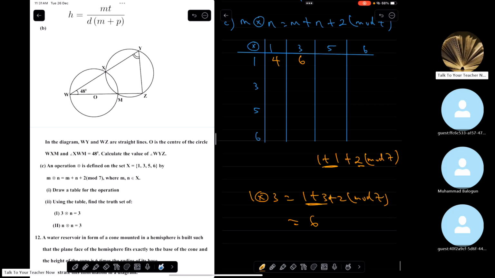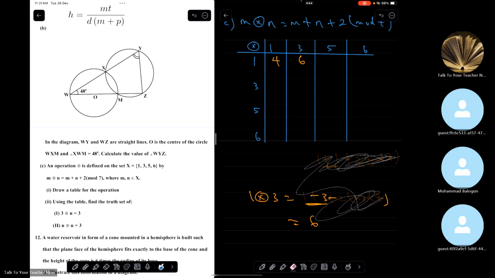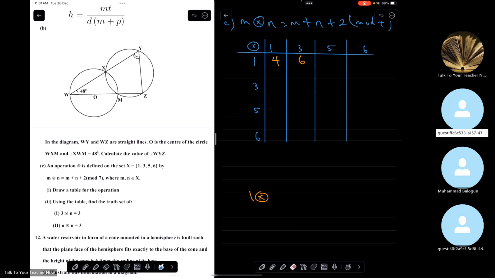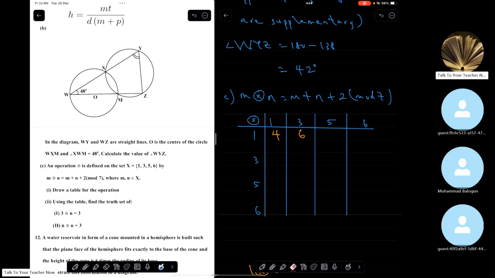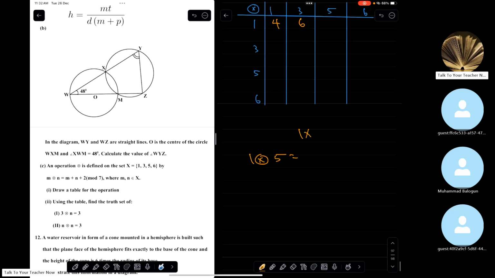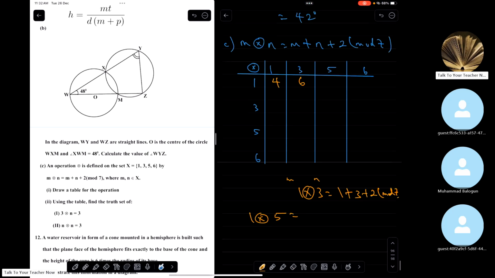Are you following? Abadud, what was 1 circle times 5? I think it was only Abadud that did that part well. Wait, how did you get 6? Wait, that will be 1, I think. No, 6. They already gave us a set. So how did I get 6? 1 circle times 3 is the same as 1 plus 3. M is 1 and N is 3. So M plus N plus 2 mod 7. You understand? Yes, sir.